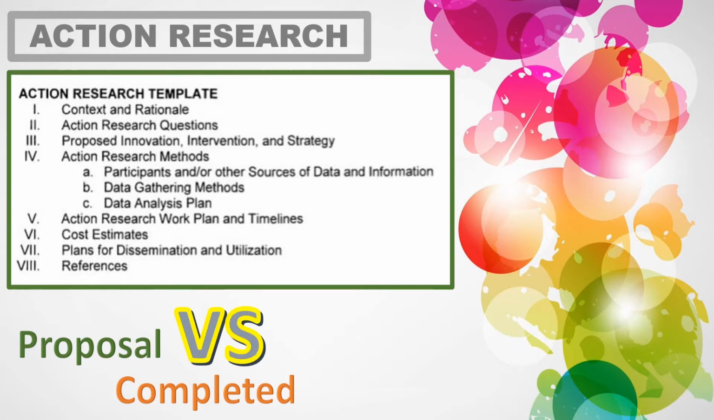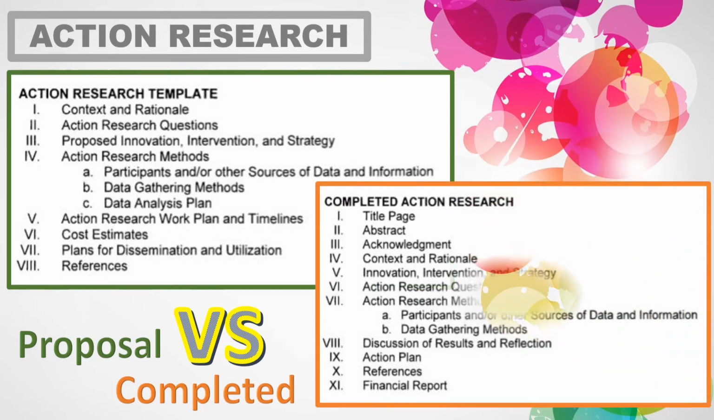If you are going to submit the completed action research, here are the parts. It becomes 11 in all. So you have the title page, abstract, acknowledgement, context and rationale, innovation, intervention, and strategy, action research questions, action research methods. Then you will have the discussion of results and reflection, action plan, references, and financial report.